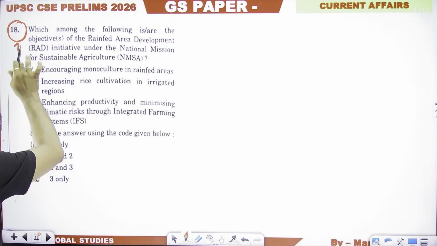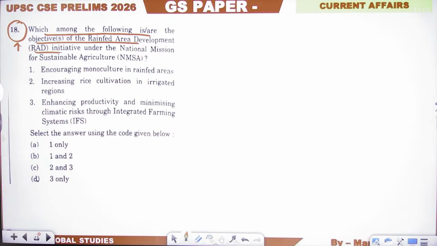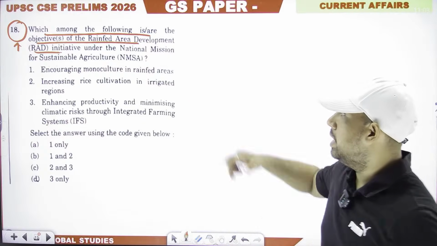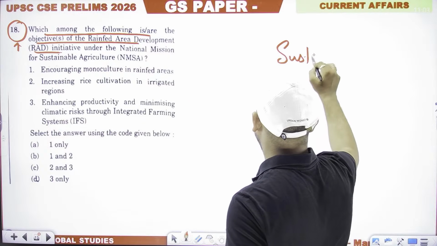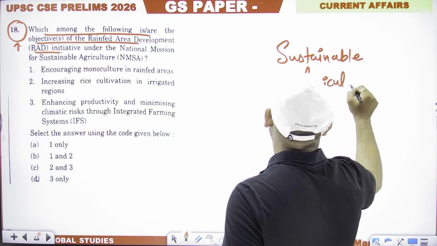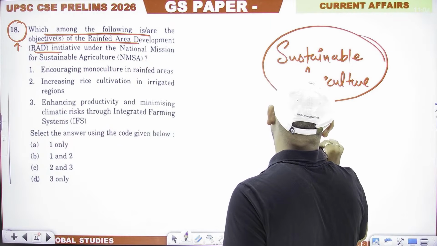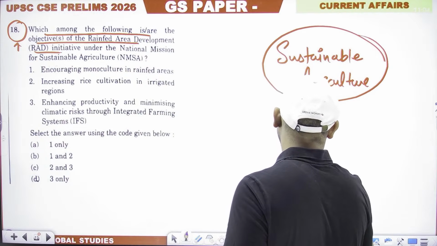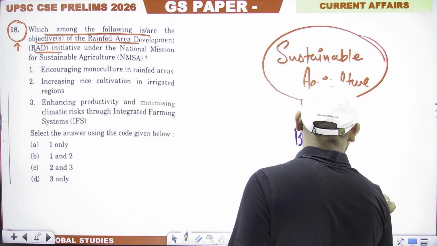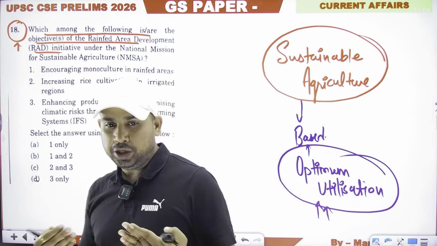In question number 18, they are asking which among the following are the objectives of the rain-fed area development initiative under the National Mission for Sustainable Agriculture. First thing that you have to know is about sustainable agriculture. Sustainable agriculture is a kind of agriculture which is based on optimum utilization of resources, so we can make the resources available for the future generation. We don't exploit nature.